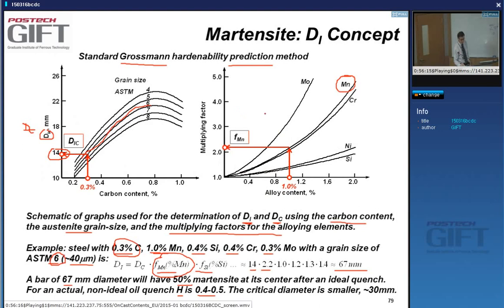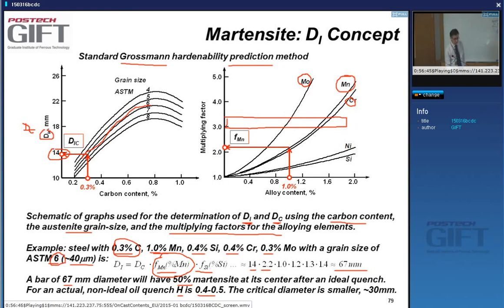Here you have multiplying factors. And you can see here, in this range, not many elements have high multiplying factors. Molybdenum is one. Molybdenum is indeed an alloying element you see a lot in engineering steels. Chromium, manganese, these three elements. Nickel, nothing really important.